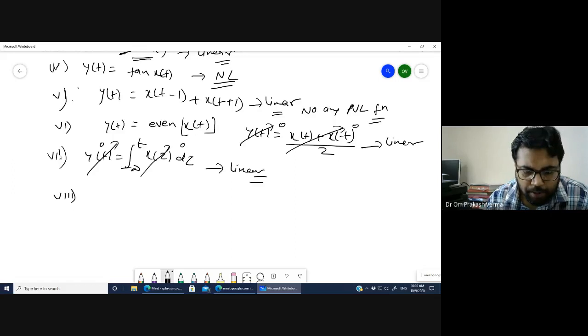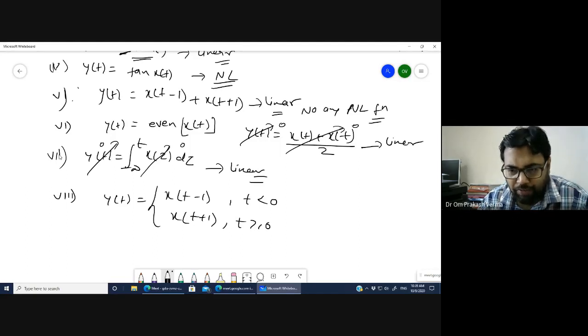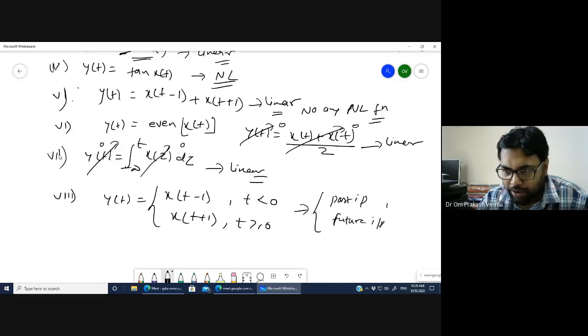Another problem, y(t) is equal to x(t) minus 1 for t less than 0, and x(t) plus 1 for t greater than or equal to 0. What is your comment? This is the past input, right? This is the future input, right? It depends on the future input, for t less than 0 and for t greater than 0.